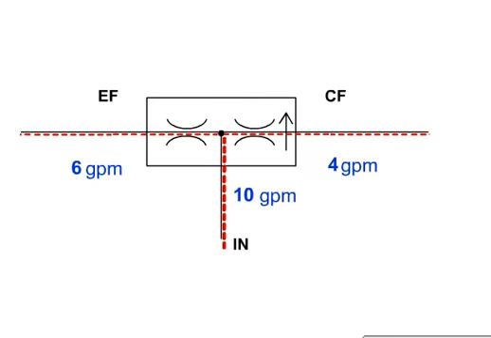If the excess port is blocked, the flow will remain constant through the controlled flow port. If the controlled flow port is blocked, all flow will go through the excess flow port.